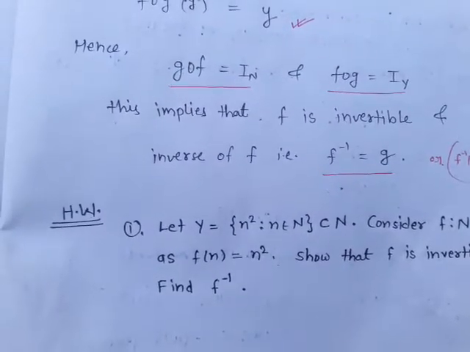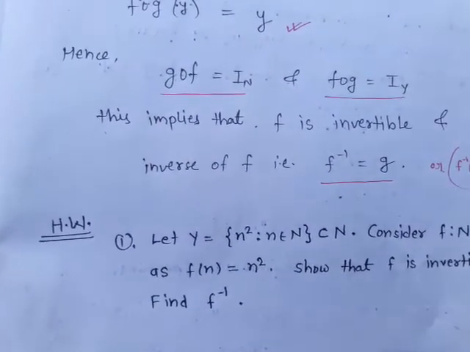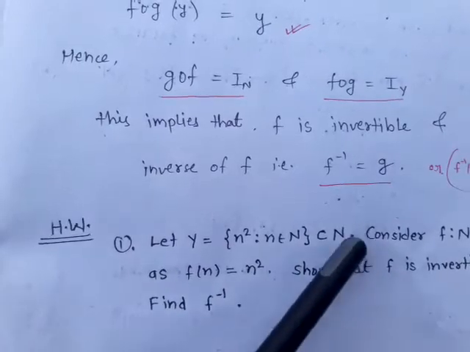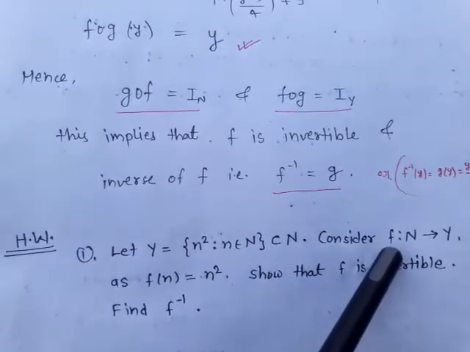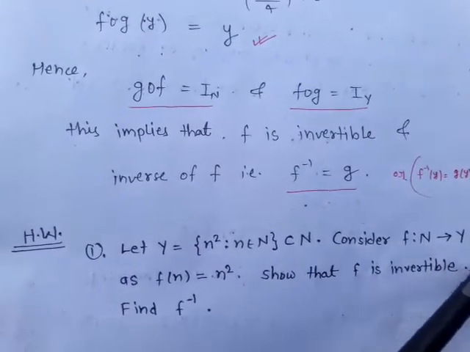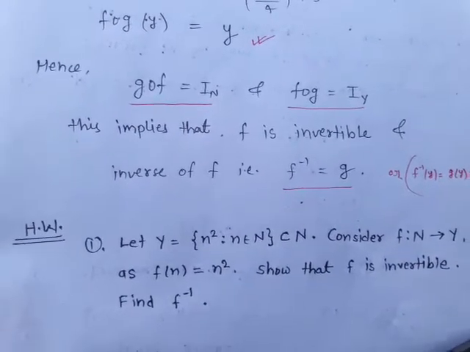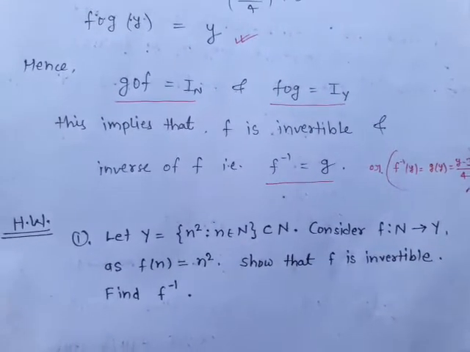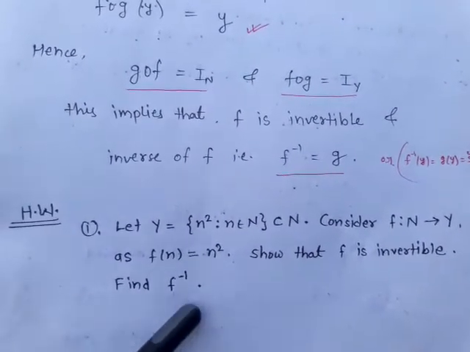Let Y be the set of n square such that n belongs to N, which is a subset of N. Consider a function f from N to Y as f(n) is equal to n square. Show that f is invertible, and also find f inverse.